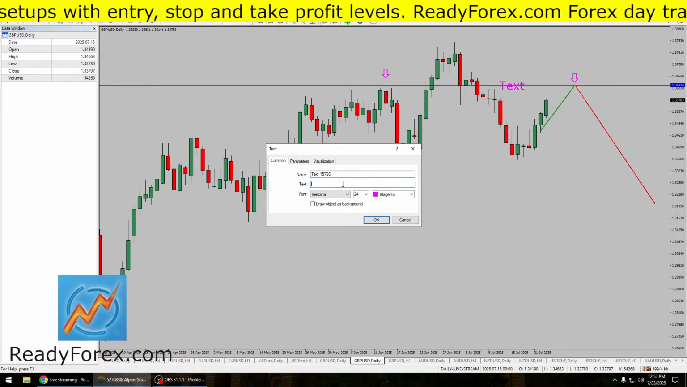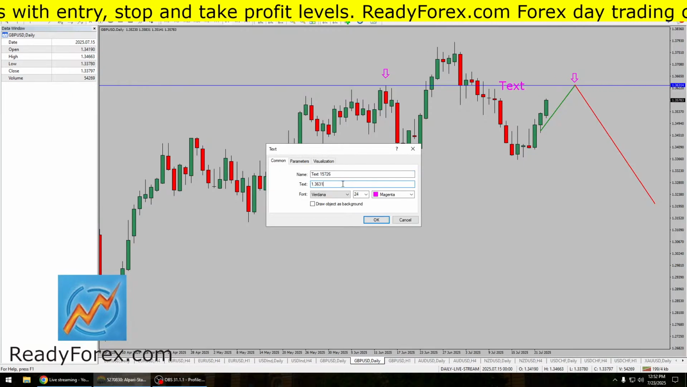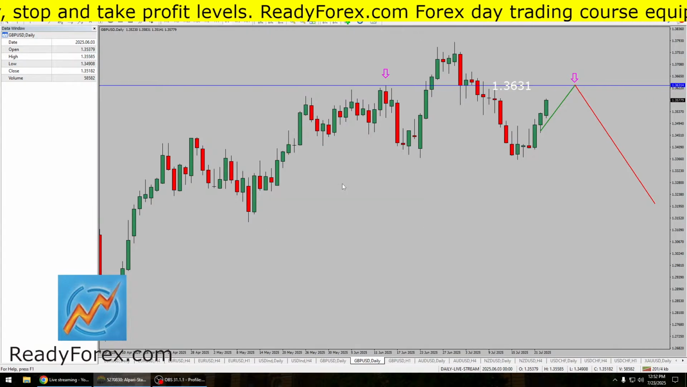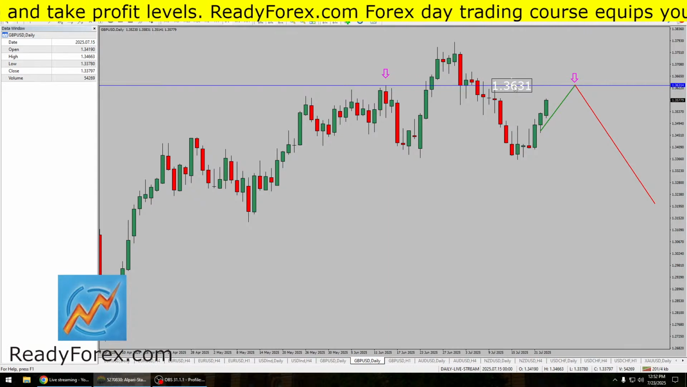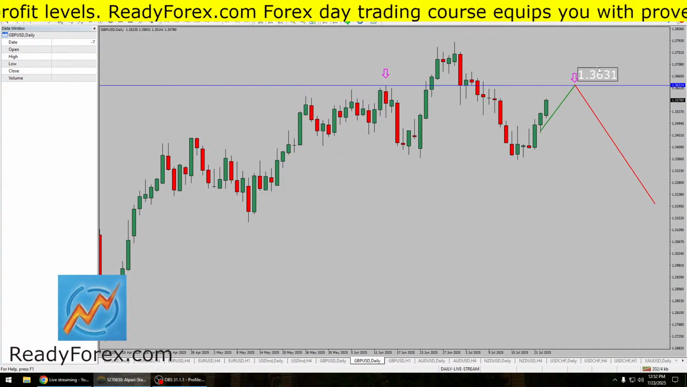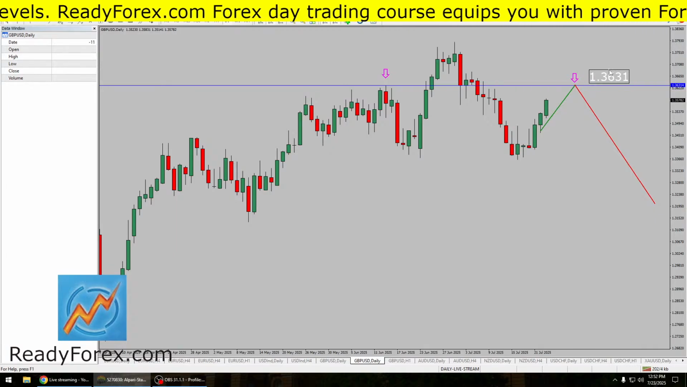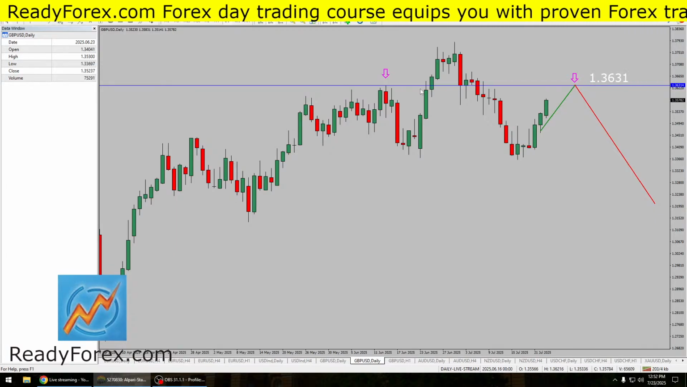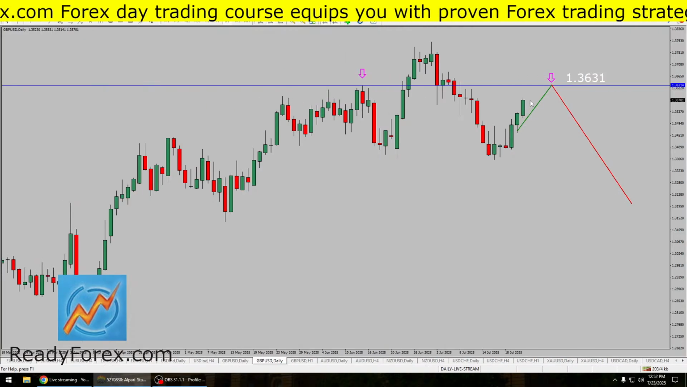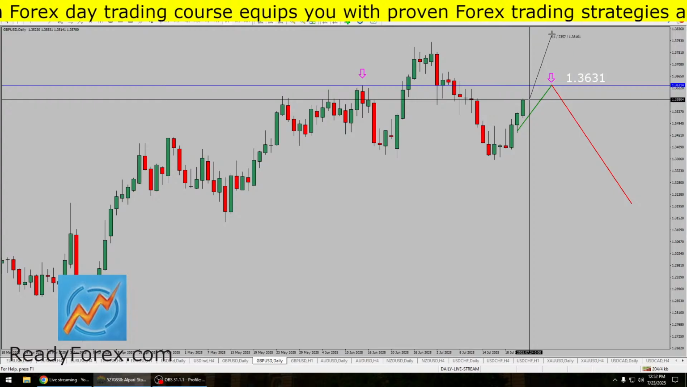So once market is going to hit this level, then we might look for a possible trade setup or a chart pattern over here. Otherwise, it's also possible that pound dollar isn't going to stop. It's going to rise up even further.